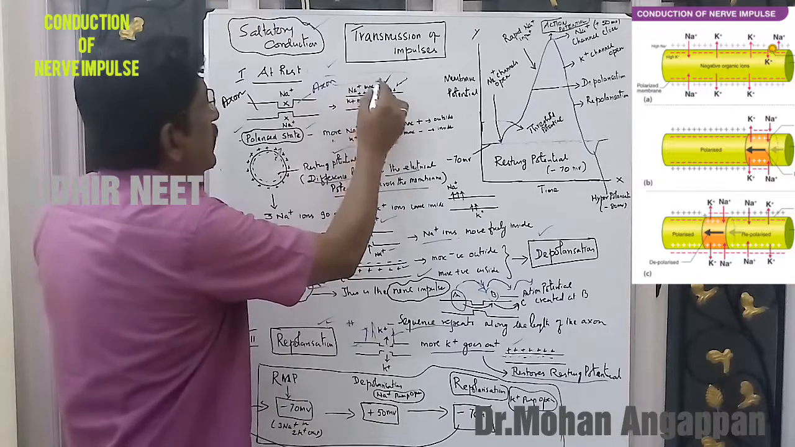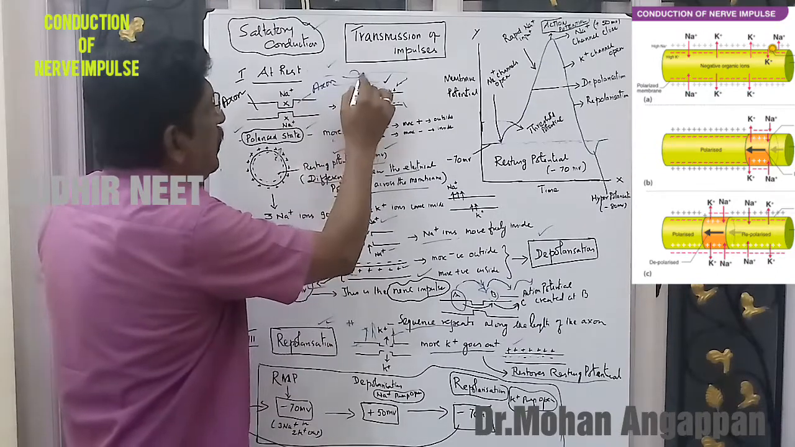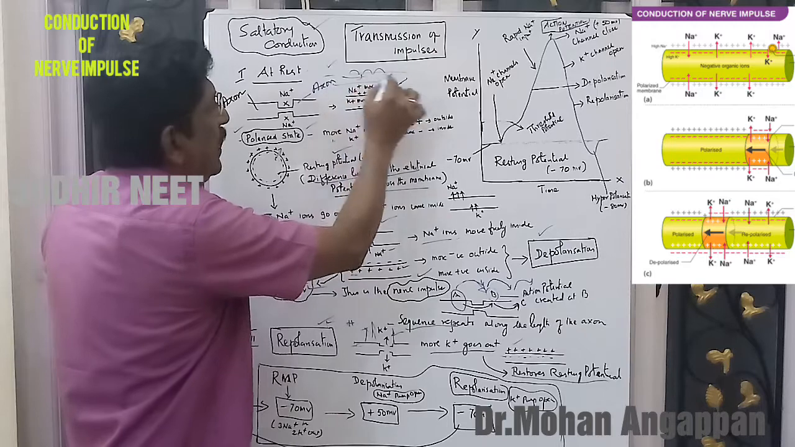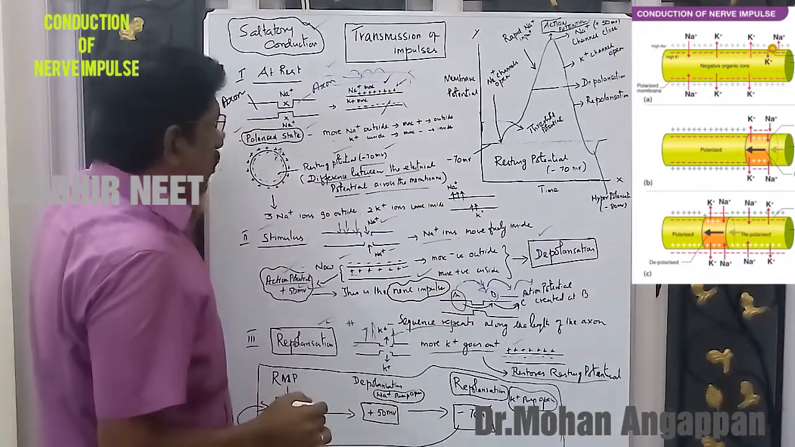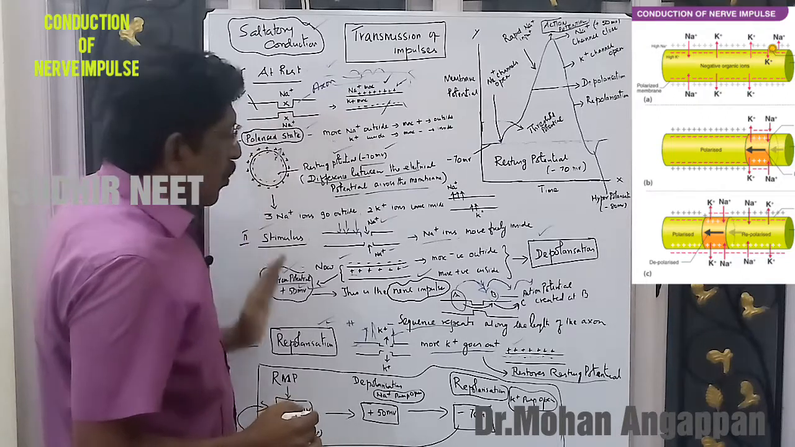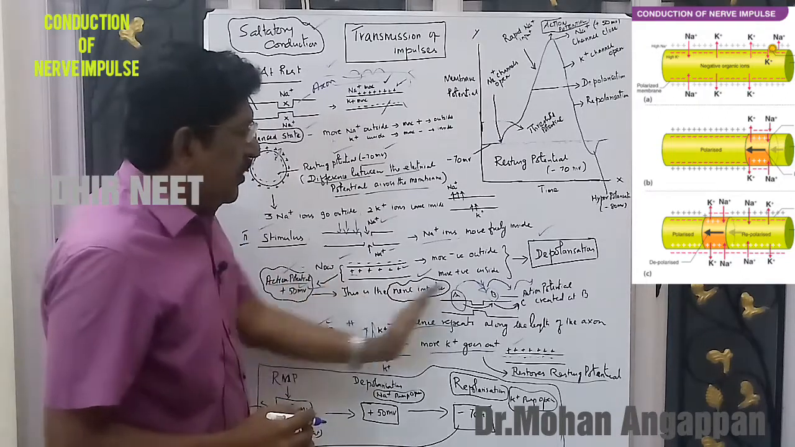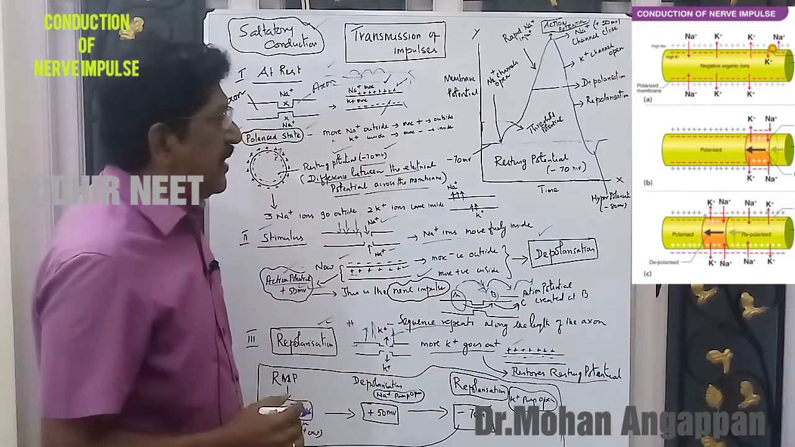If this is the axon, this is repeated A to B, B to C, and C to D, and goes to the axon terminal. This movement, the sequence, repeats along the length of the axon.